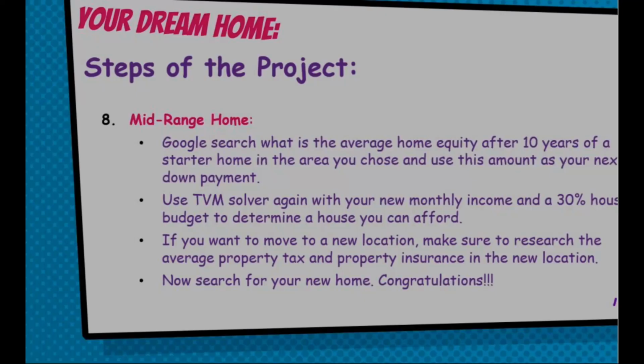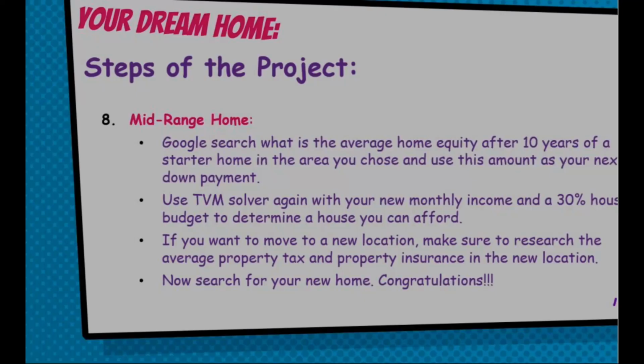And I failed to mention this in my slides, but anytime y'all do these Google searches, I want y'all to do a screenshot like I showed y'all, and I want y'all to put them on your slides. Then we're going to use TVM Solver with your new monthly income and a 30% housing budget to determine a house you can afford. So we're going to use that 30% as our monthly payment, figure out what our present value is, and then start searching homes based off of that present value. If you want to move to a new location, now's your time. Make sure you research the average property tax and property insurance in the new location.